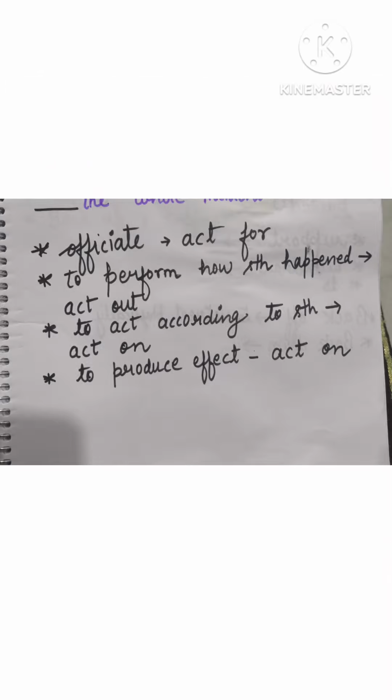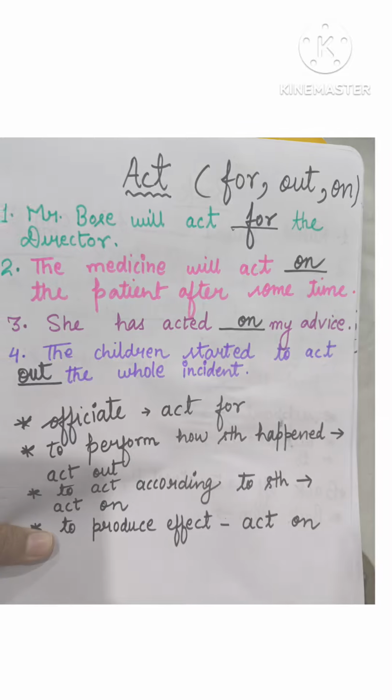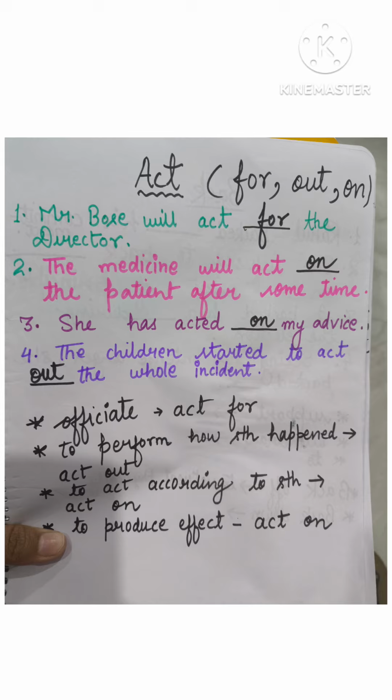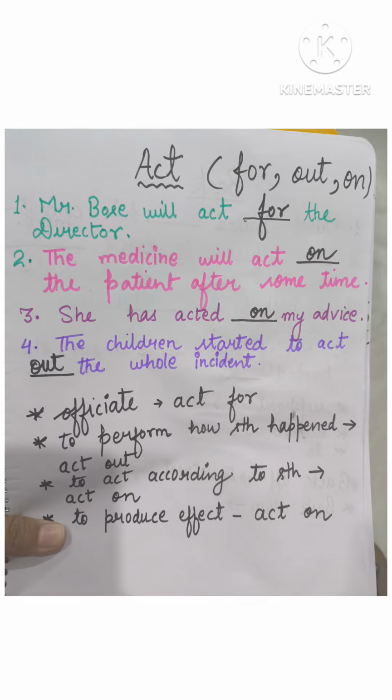Now the third phrasal verb that we are going to learn here is act on. Whenever we act according to someone or according to something, we use act on. For example, he is doing whatever I said. That means he's acting on my advice, right? So here in all 4 sentences, sentence number 3 suggests the same meaning. She has acted dash my advice. What will come here? On. She has acted on my advice.